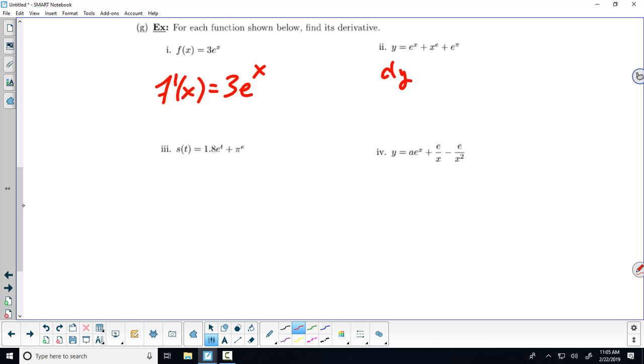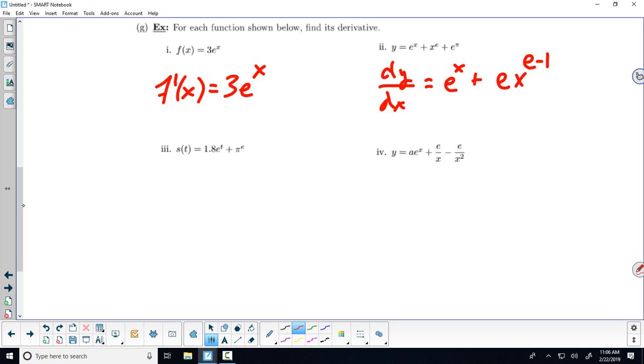dy/dx is equal to, what's the derivative of e to the x? E to the x. What is the derivative of x to the e? So what does the power rule say? It says if you have a base that's a variable raised to a fixed real number, bring down the exponent times x, and then what do you do to the exponent? Subtract 1 from it. Okay.